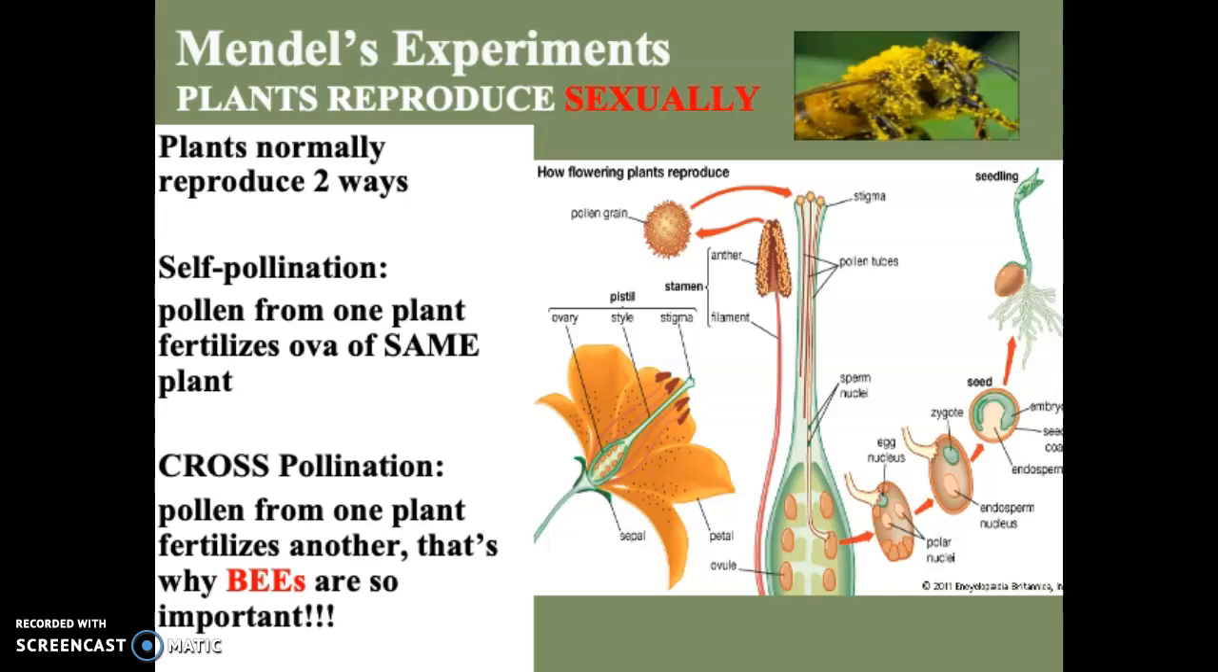Cross-pollination is when one plant fertilizes another completely separate plant. Self-pollination, or self-fertilization, is when a plant fertilizes itself, and this can happen in plants because they have both the male and female sex cells, not so much in humans.